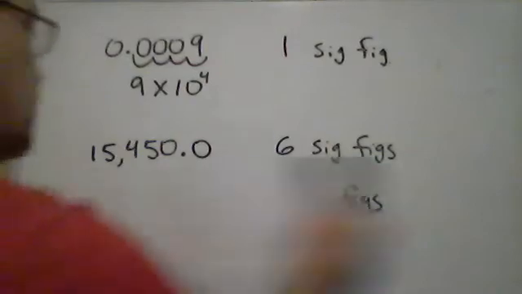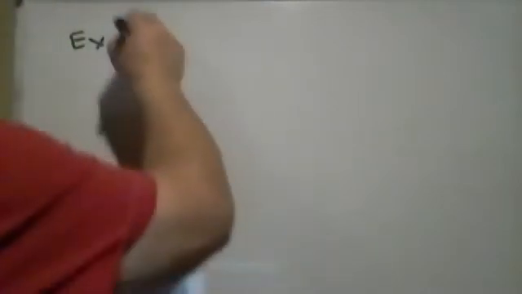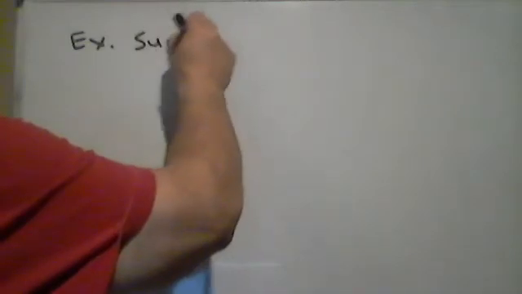Oftentimes you're going to have something you measure, and it's going to have so many sig figs. But then, when you're doing a physics or chemistry or any science experiment, oftentimes your values are going to be added together or multiplied together. In fact, that happens almost all the time. So let me give you an example of addition and subtraction. Pay attention here.